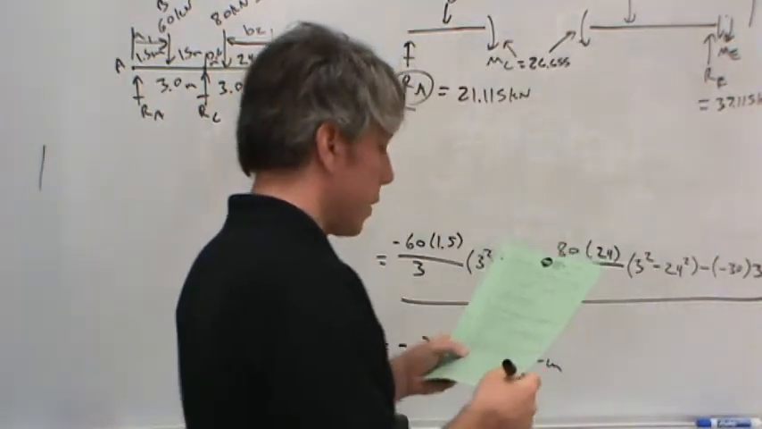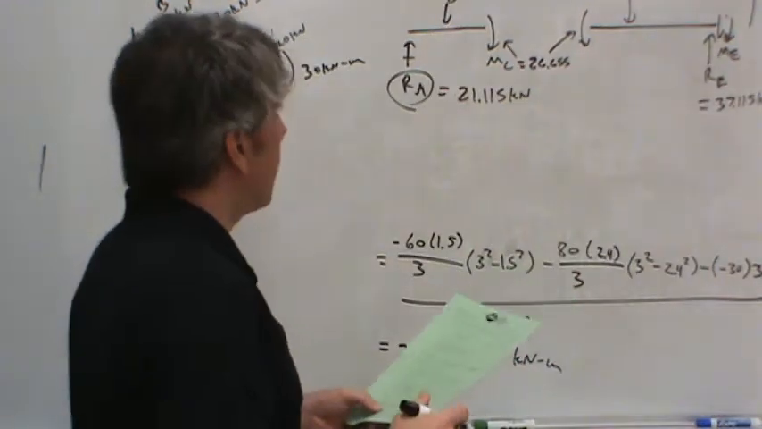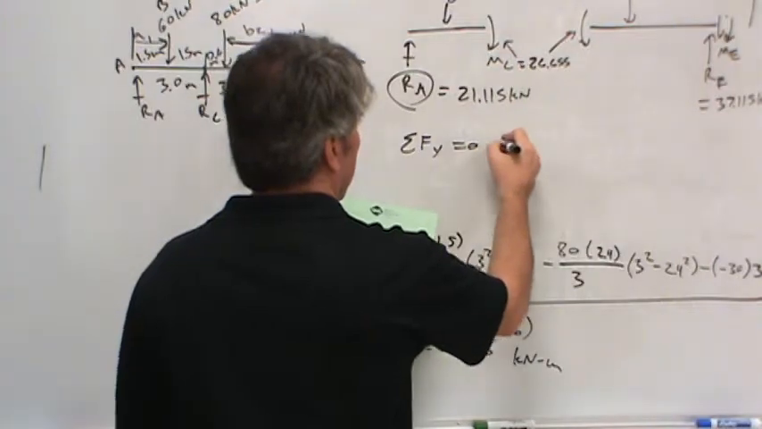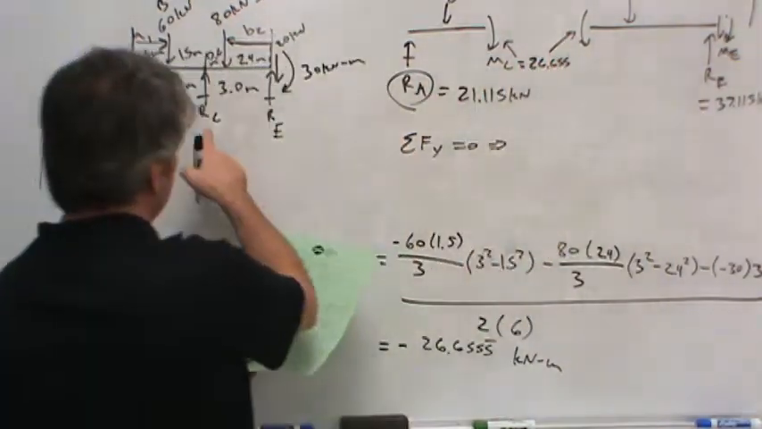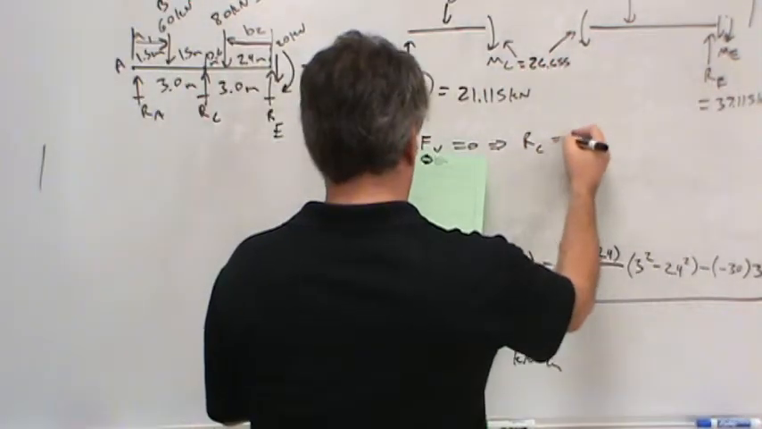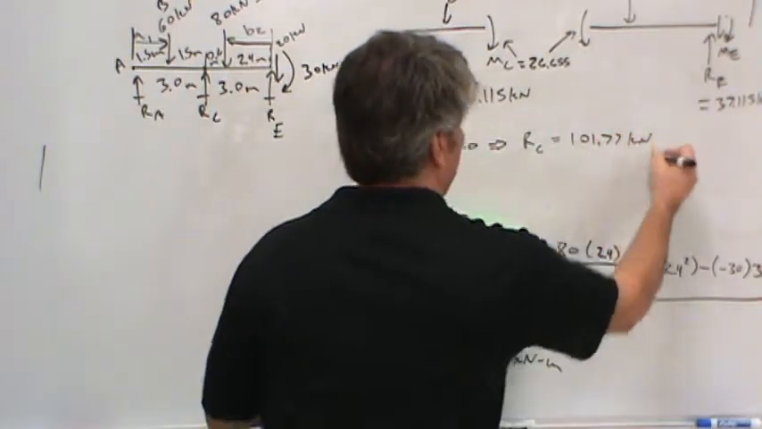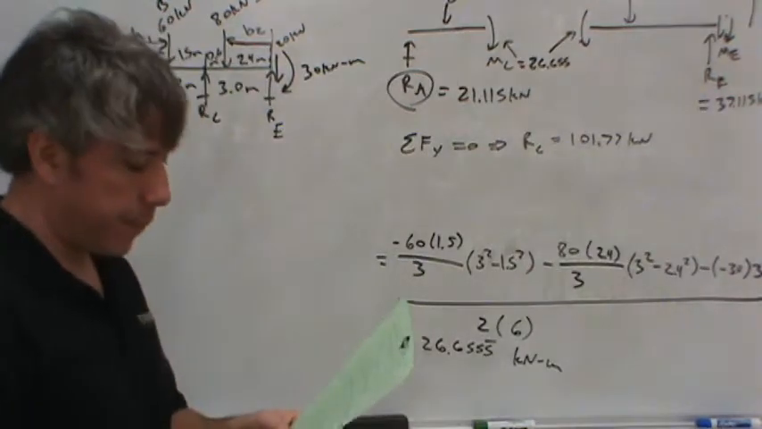I'll let you guys go through this. All this should work out. Summing forces in the y direction for the entire body, you can find that the reaction in the middle, RC, is 101.77 kilonewtons. Okay, so this is all just statics.